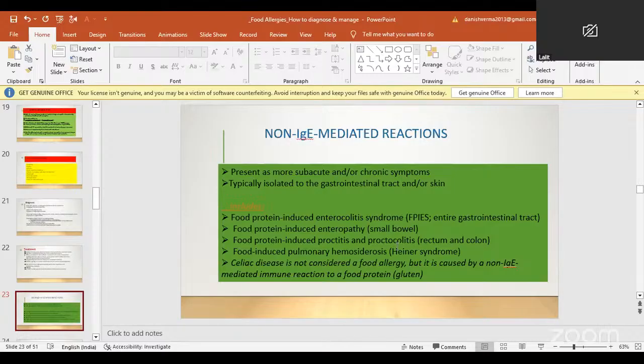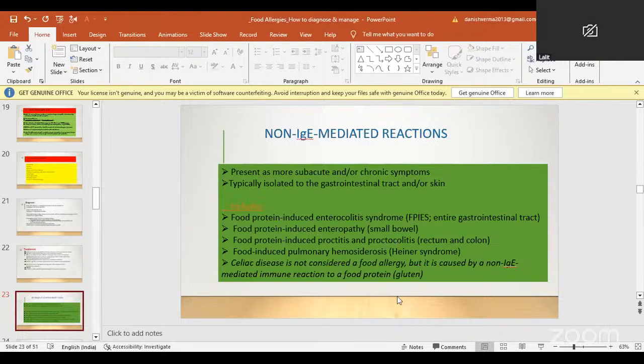I started thinking it was milk, but no, it was rice water, and the kid had something called food protein induced enterocolitis syndrome, where you can have vomiting and diarrhea to that level that they go into dehydration and will need admission. Then there is food protein induced enteropathy, which involves your small bowel. The third one is food protein induced proctitis, involving your large bowel, and proctocolitis, where they'll have blood in stool.